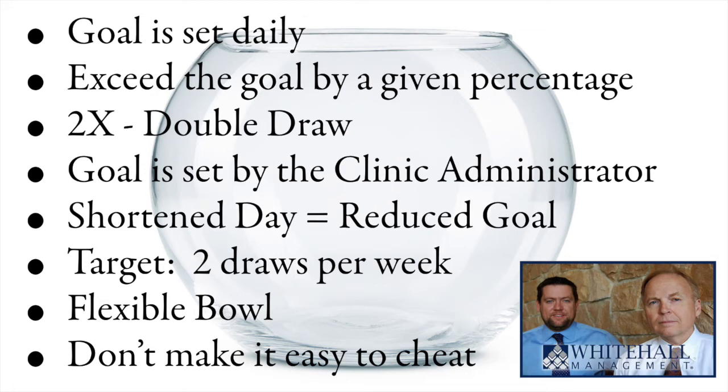All right, so we covered to exceed the goal by, usually we start with 20%. You can even have a double draw. See the 2X? That means you hit, let's say that we have 10 on the book. The goal, let's say, was 12, and you hit 15. Well, you get to draw twice. Yeah, you can have a second number where there's a double draw.